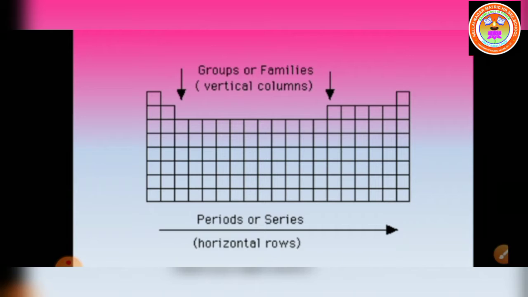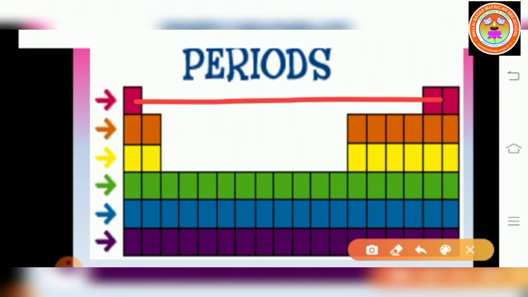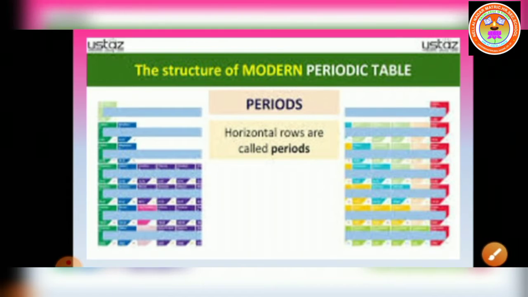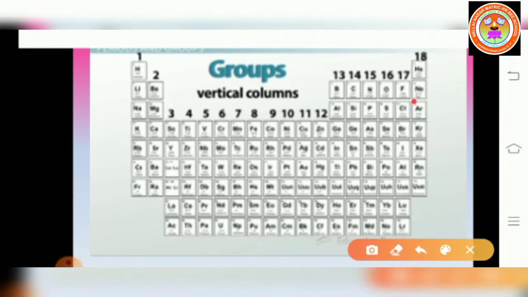Children, what are periods? The horizontal rows are called periods. There are 7 periods in the periodic table. And what are groups? The vertical columns in the periodic table, starting from top to bottom, are called groups. There are 18 groups in the periodic table.